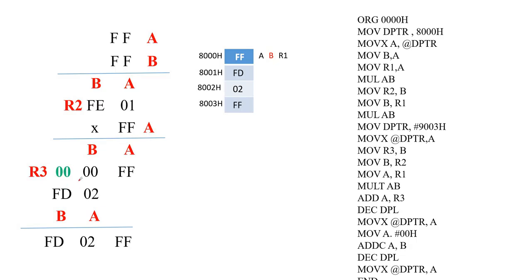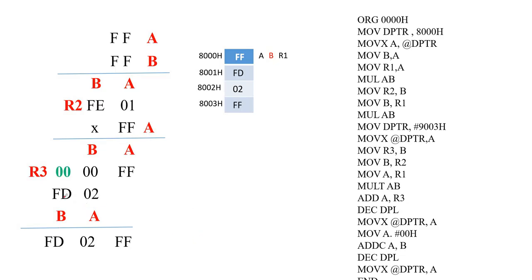But we will add this. We will just take 00 here. For that we have taken MOV A, #00H. We will assume that the accumulator is having 00H. So we will execute the instruction MOV A, #00H. So now the accumulator will be having 00, and B is having FD. So next we will add these two.